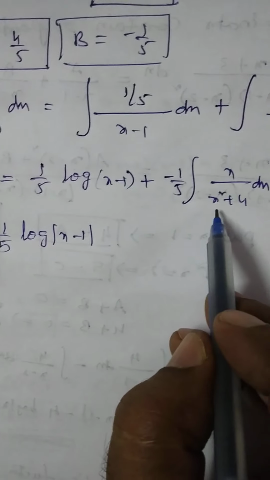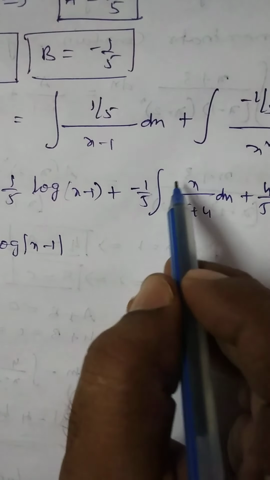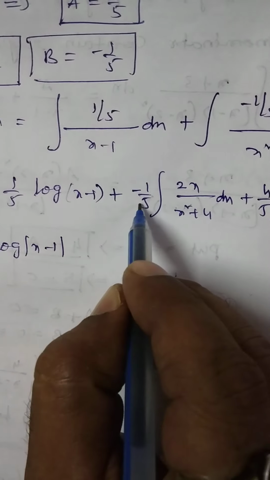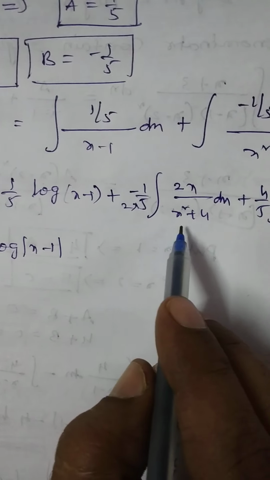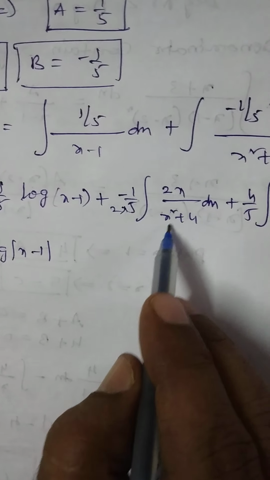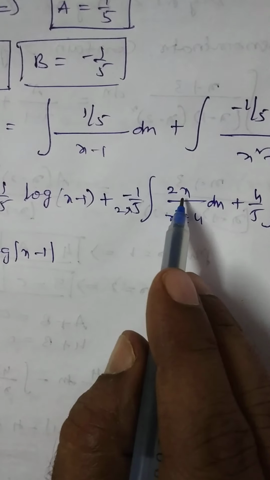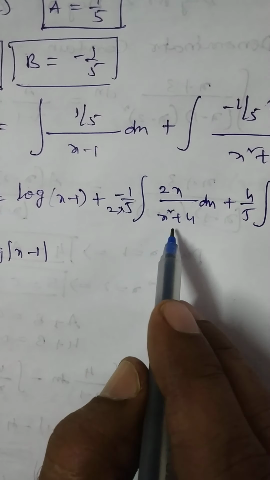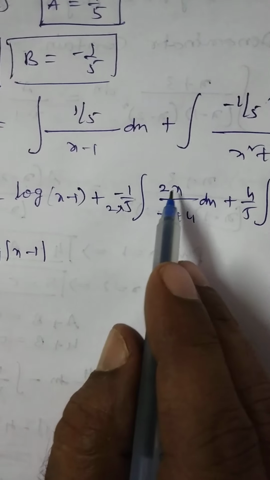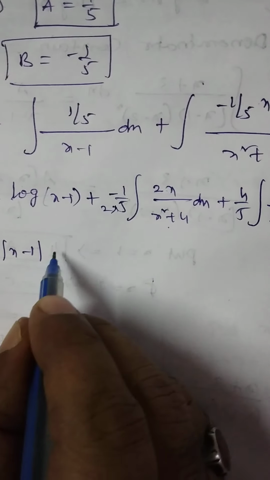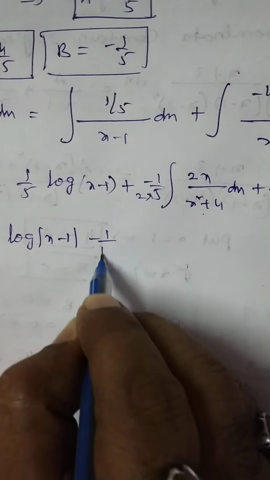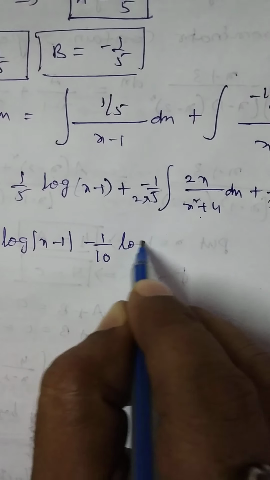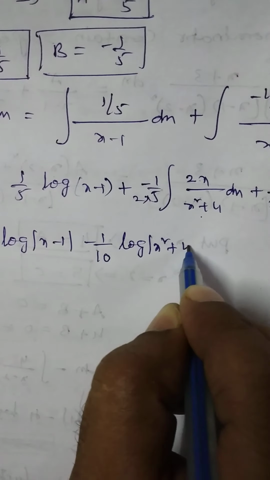So here this is x square plus 4. If I multiply and divide with 2 here, into 2 into 2, what happens is, what is the derivative of x square plus 4? It is 2x. So f dash of x by f of x. The integration of f dash of x by f of x is what? Minus 1 by 10 into log of f of x.